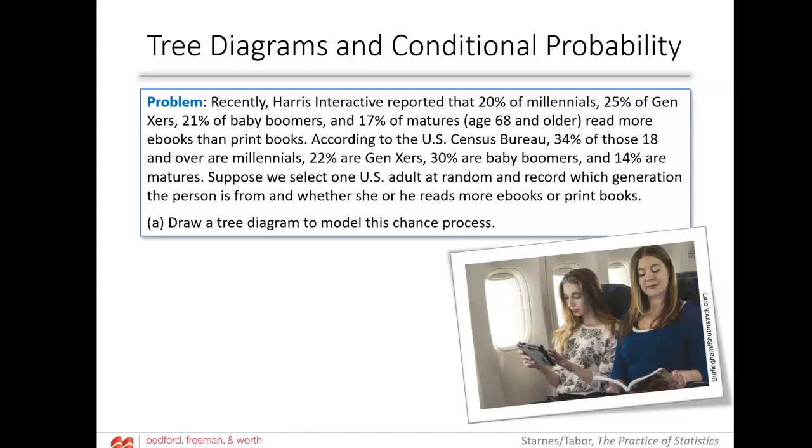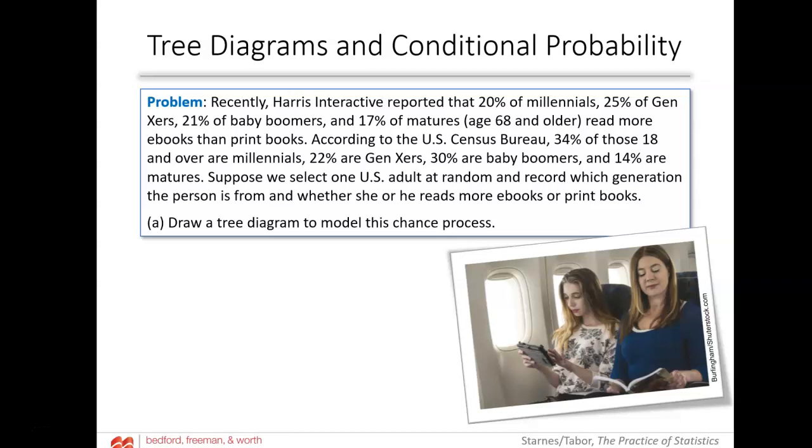All right, Harris Interactive reported that 20% of millennials, 25% of Gen Xers, 21% of baby boomers, and 17% of matures, that's a nice way of saying it, read more ebooks than print books. Really? I would have thought millennials was higher. I'm kind of on a borderline millennial age. I'm not really sure what I am anymore.